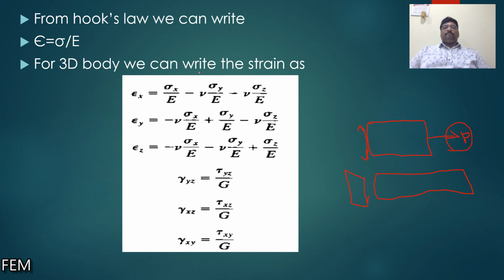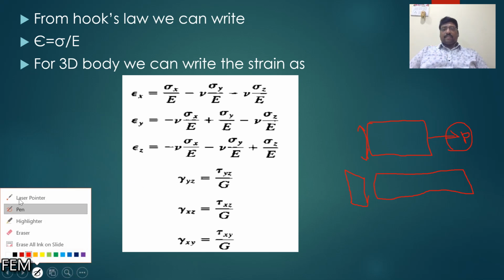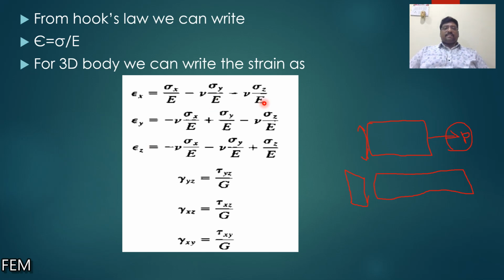So here I am converting the strain developed in the y direction and z direction into the x direction by multiplying with Poisson's ratio. Now I can take epsilon x as sigma x by E minus mu into sigma y by E minus mu into sigma z by E. Similarly, for the y direction, epsilon y is sigma y by E minus mu into sigma x by E minus mu into sigma z by E. Correspondingly, epsilon z is sigma z by E minus mu into sigma x by E minus mu into sigma y by E.